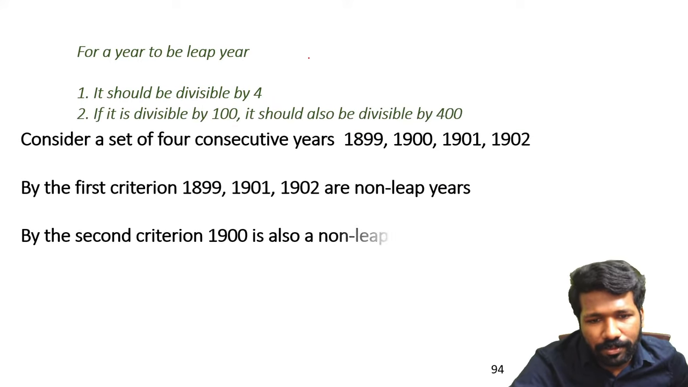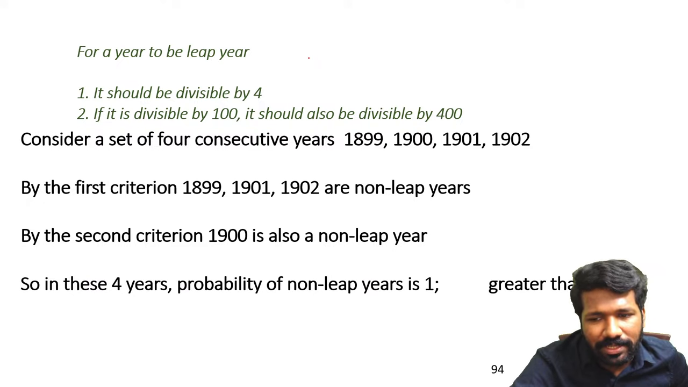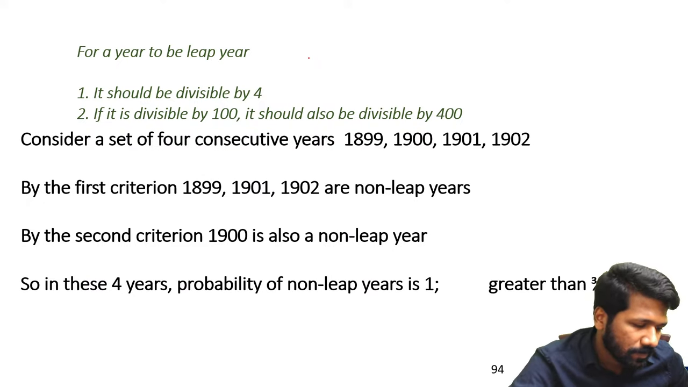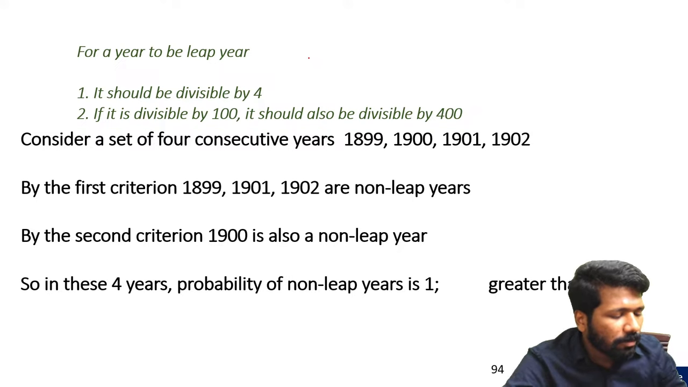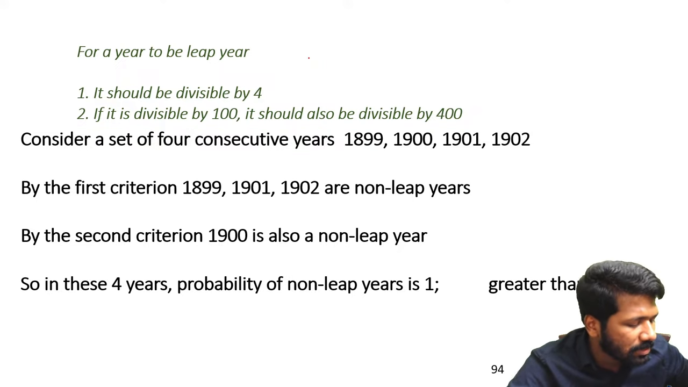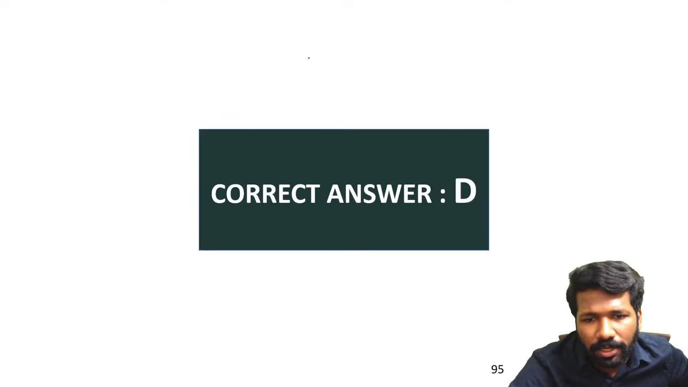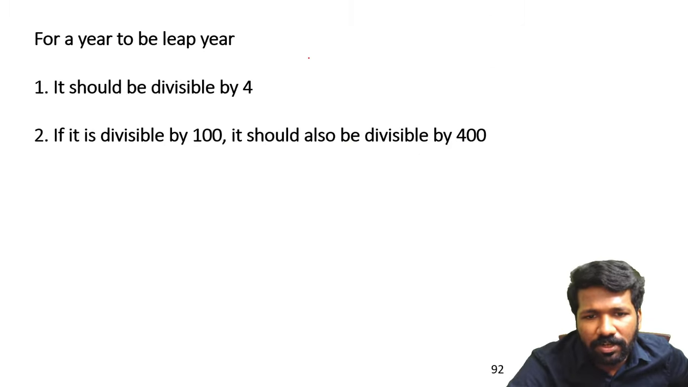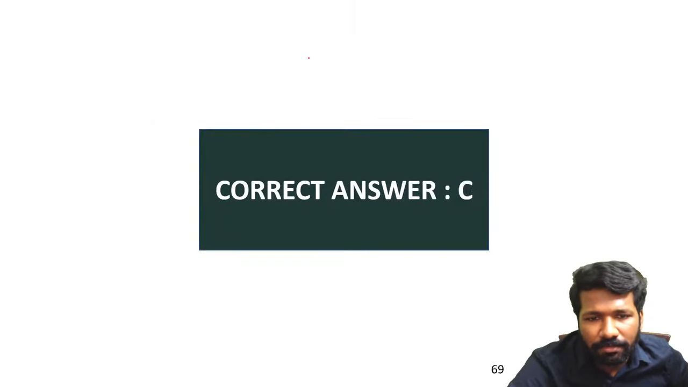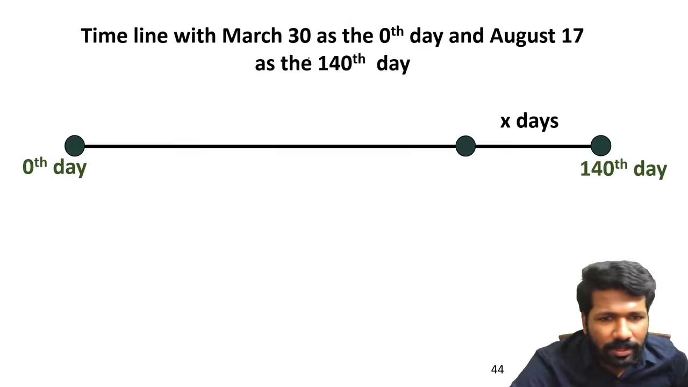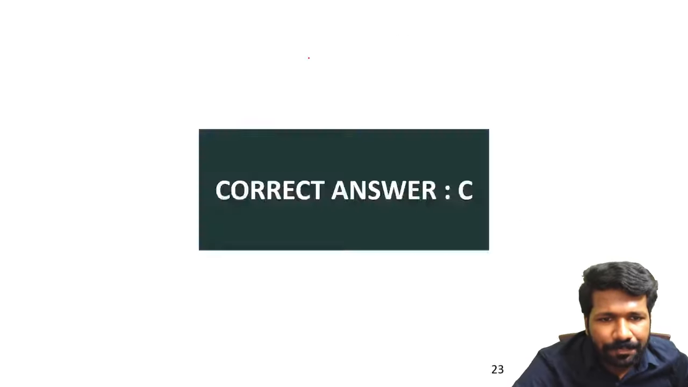By taking examples also you can prove it, or by generalizing it also you can prove it. Greater than 3 by 4. Now, if the same question was asked, like what is the probability of leap years, it will be less than 1 by 4. Okay, so let us go back to more theory.